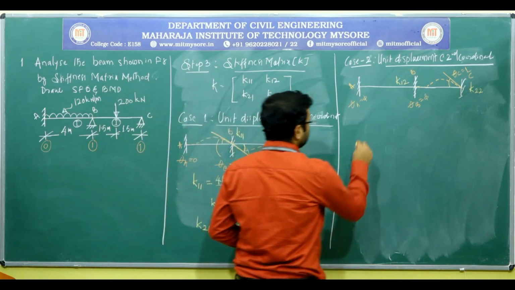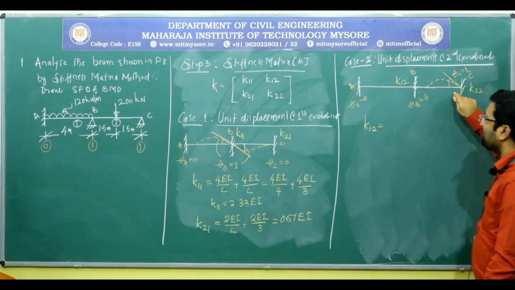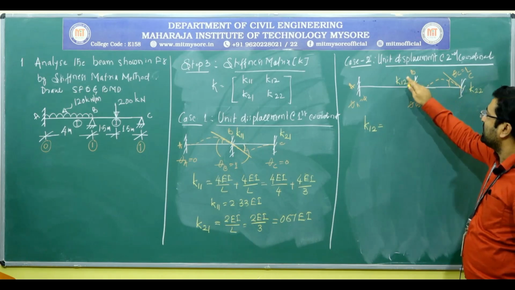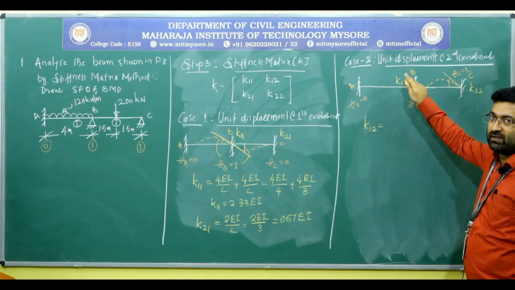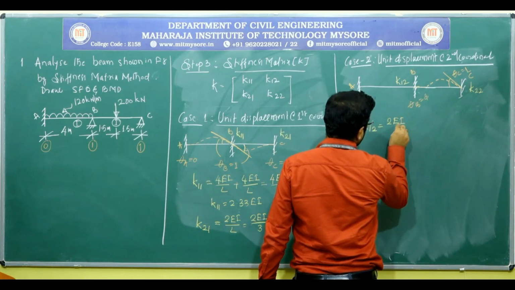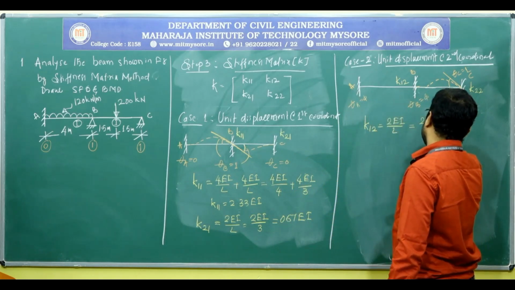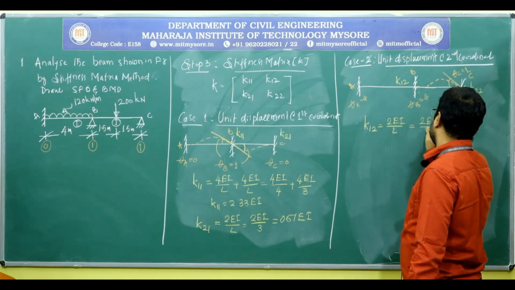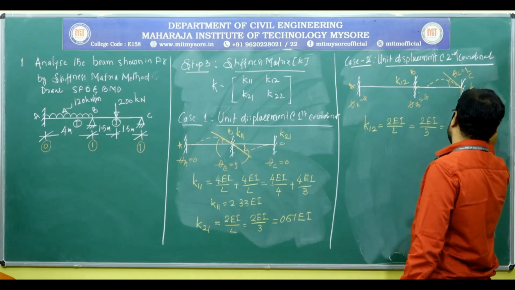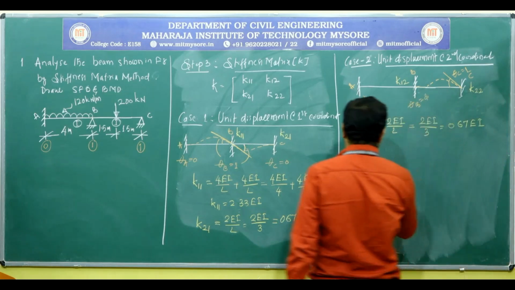So K12, you can see here, for the BC member we have induced displacement at C, which is the near end, and we are trying to determine the force at B, which is the far end. So for this situation we have the formula 2 EI by L. So 2 EI, the L is 3 meter, so this is 0.67 EI, right.